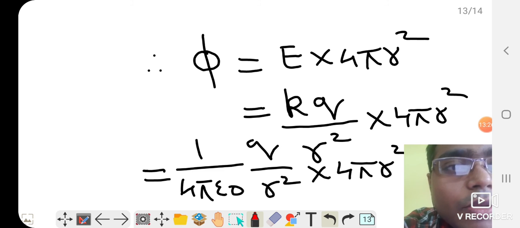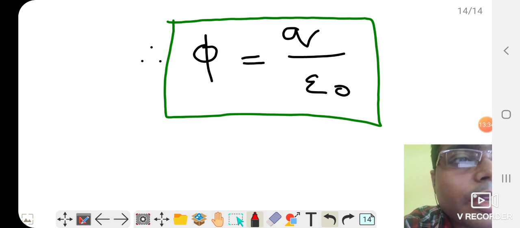k is again 1 by 4 pi epsilon naught. So 4 pi and 4 pi will get cancelled out. r square will get cancelled out. So how much are we going to get? Phi equal to q by epsilon naught. So this is the whole derivation of the Gauss law.